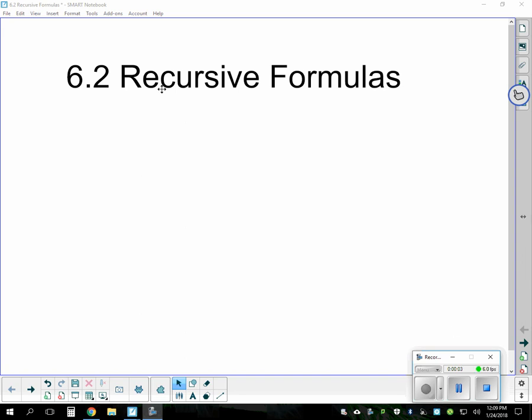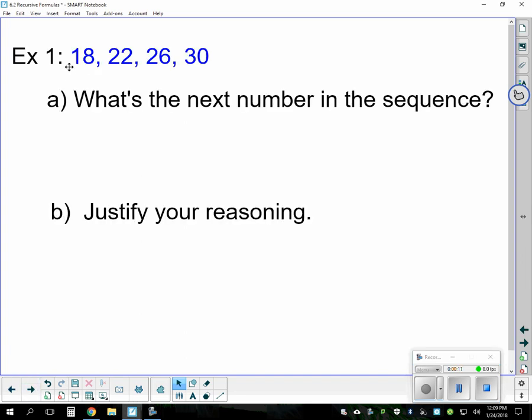Okay, we are going to keep working on our sequences, and we're going to come up with something called recursive formulas for them. First example, we have this sequence. And just like we were doing in the last section, come up with the next number in the sequence.